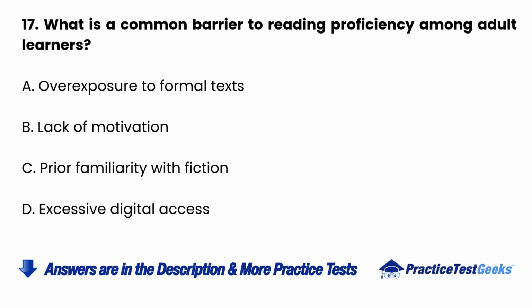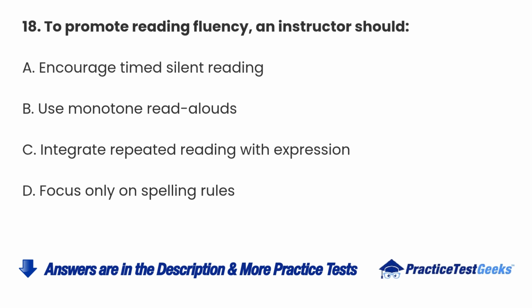17. What is a common barrier to reading proficiency among adult learners? A. Overexposure to formal texts. B. Lack of motivation. C. Prior familiarity with fiction. D. Excessive digital access.